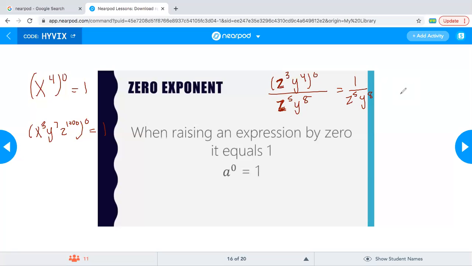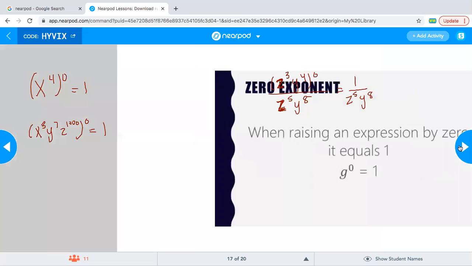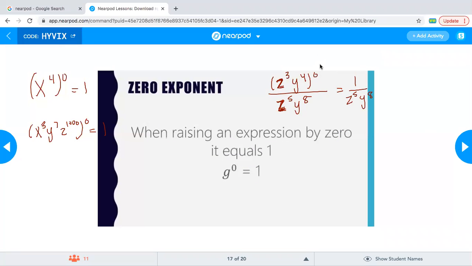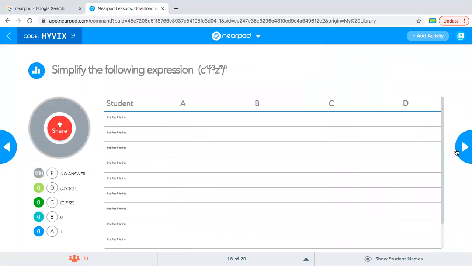Okay. We've learned all 5. Are you ready to put this into practice? Yeah! Woohoo! Okay, so that's just another example. I want 100% on this one.